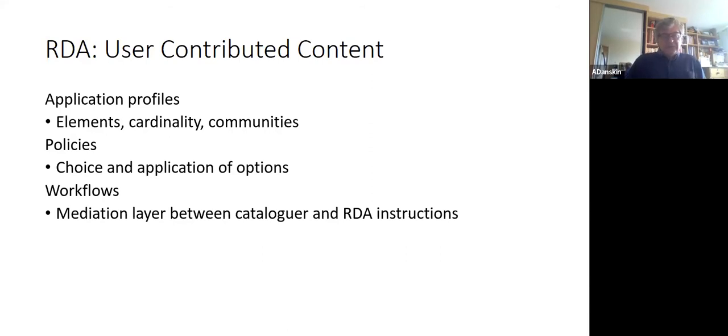And then there are workflows. This is something that we've used extensively within the British Library in the past. All our workflows are published in the toolkit, and some have been reused by other institutions. And they are a mediation layer, really, between the cataloguer and the instructions. They help to pull together all of these disparate elements, application profiles, policies, and just general guidance.